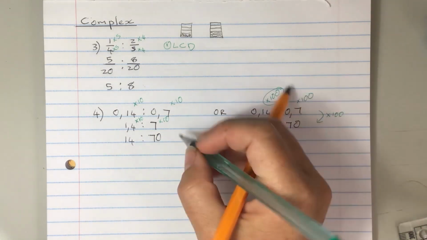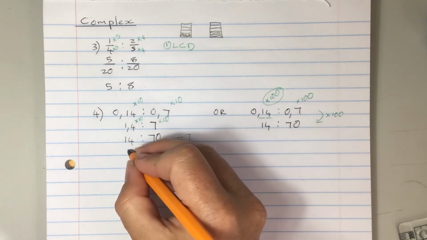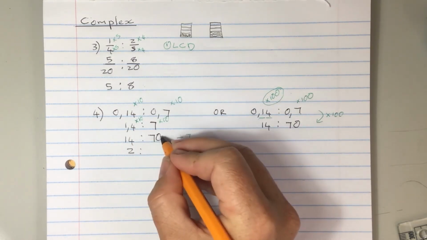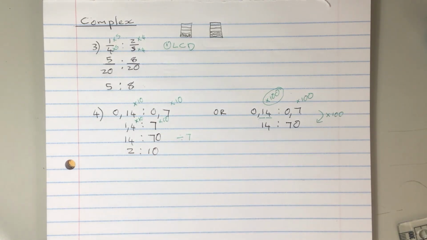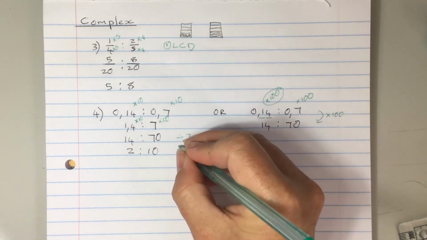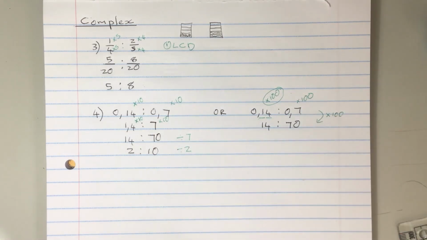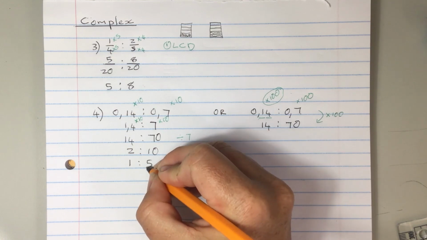And possibly you see, oh, I can divide by 7. 14 divided by 7 is 2. 70 divided by 7 is 10. And then I double check. Is there a number that can divide into 2 and 10? Yes, they're both even, so we know they can both be divided by 2, leaving me with a ratio of 1 to 5.